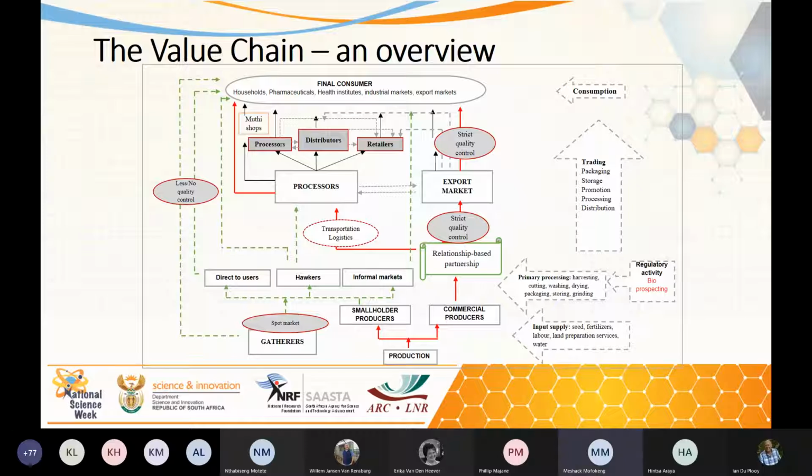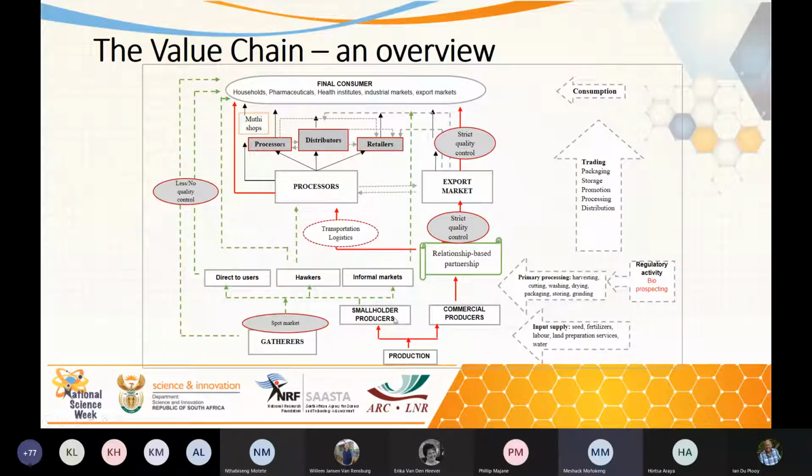The value chain itself for the medicinal plants is quite complex, but I just want to indicate, firstly, the most important part is the production, where you have your plant material being produced. And this is important because the quality of the plant material that is produced at this level influences the quality of the final product that will be on the shelves. So this activity influences the whole value chain.